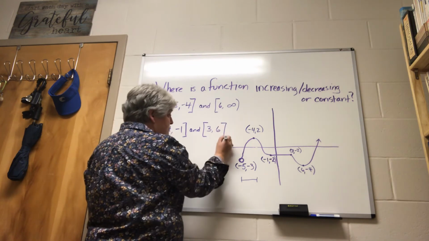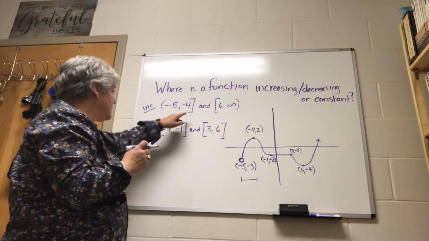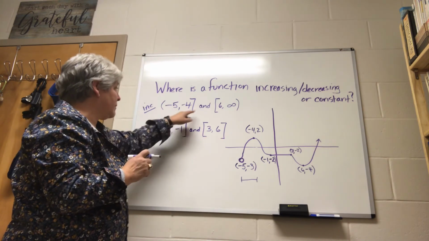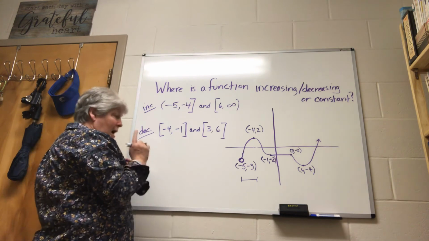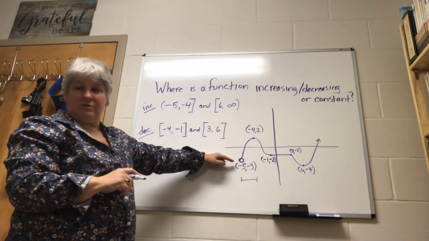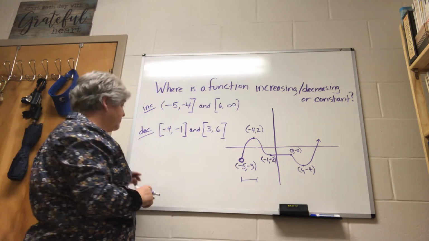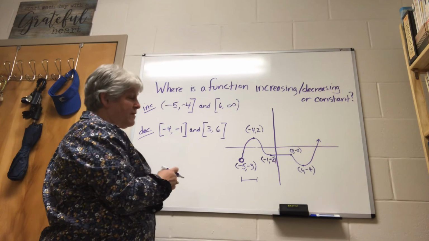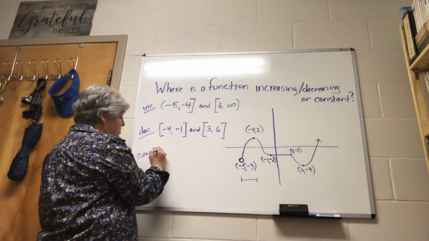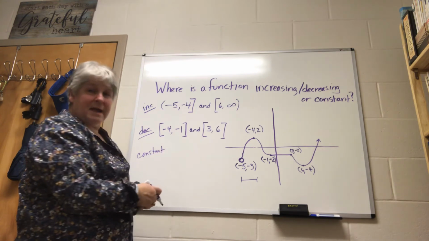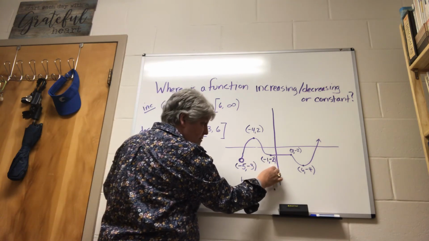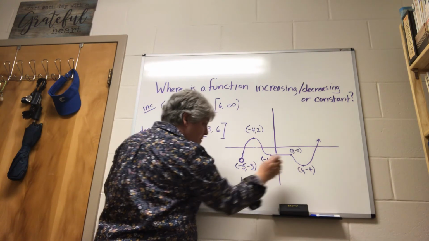So again, with intervals, I'm not really concerned about whether you use parentheses or brackets. If these were all parentheses, that would be fine with me. However, I have to make sure not to use a bracket with a -5 because that point just doesn't exist. If they ask me to find where it's constant, because that's all a graph can do, it can either climb, or go down, or stay level. And it seems to stay level from here all the way to here.